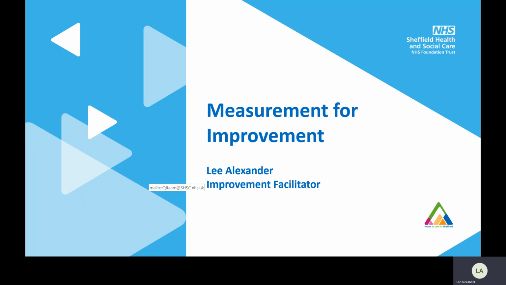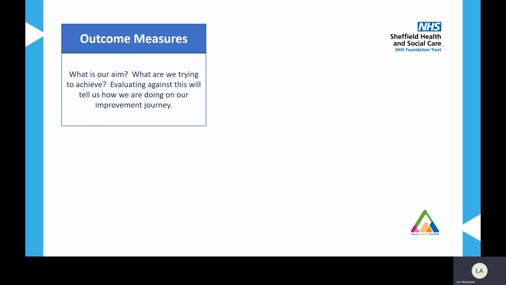This short video is going to provide an introduction to measurement, and it will consider the different types of measurement we should be looking at when making change or improvements. To do this, I'm going to consider the three types of measurements we use and then apply these to a service. So the first measure we look at are outcome measures. So what is our aim and what are we trying to achieve? Evaluating against this will tell us how we're doing on our improvement journey.